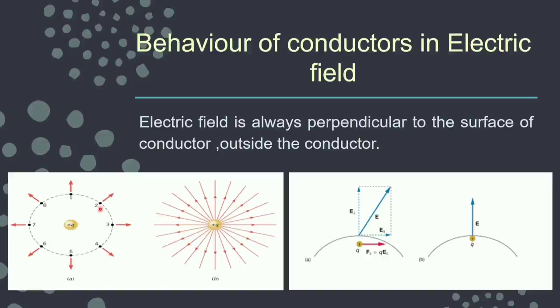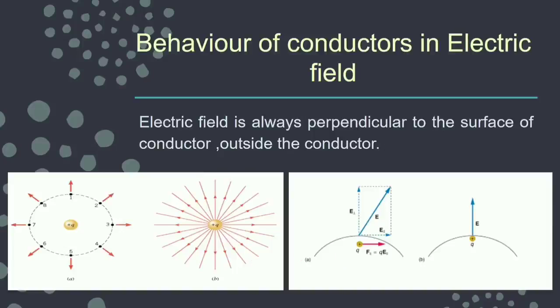This is a spherically symmetric surface. And at every point the field has to act perpendicular outside the conductor, because the charge here is positive. So this is again to show the electric field. In place of field lines, now we are using the word electric field. Electric field is always perpendicular to the surface of the conductor, and it is outside the conductor. It is outside the conductor, it means inside the conductor there is no field.